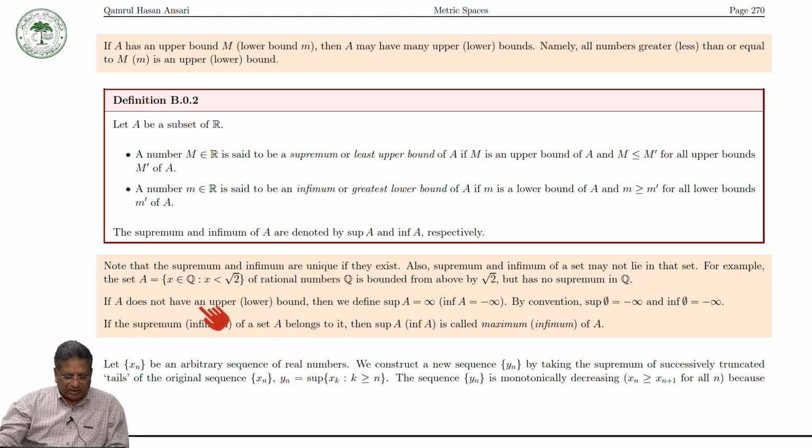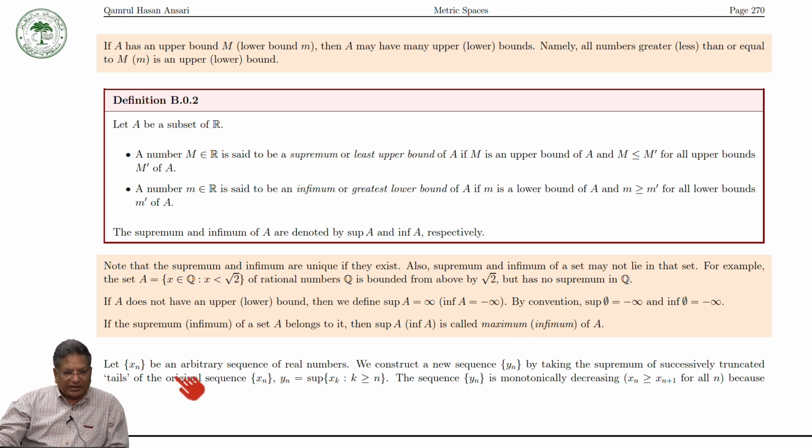If A does not have an upper bound, then we define the supremum of A to be equal to infinity, and similarly if A does not have a lower bound, then we define the infimum of A to be equal to minus infinity. By convention, we say that the supremum of the empty set is equal to minus infinity, and the infimum of the empty set is equal to infinity. If the supremum of a set belongs to it, then it is called the maximum of A.